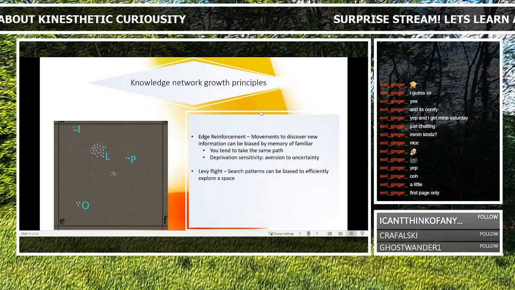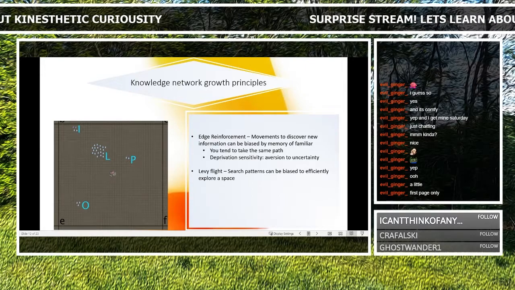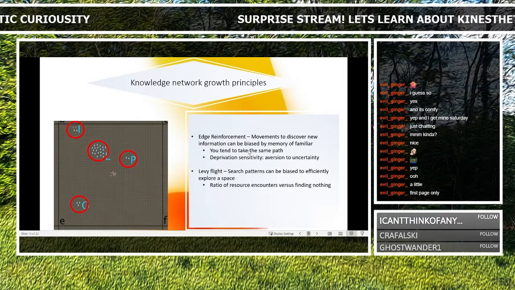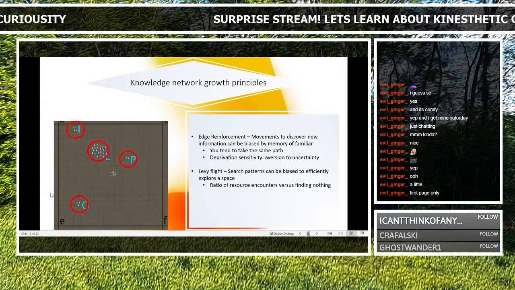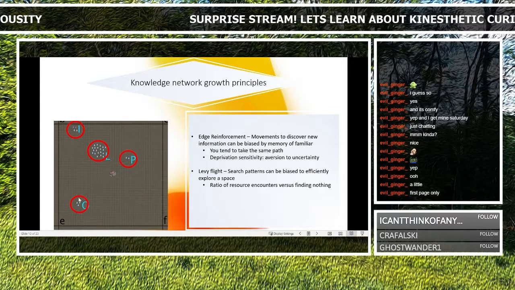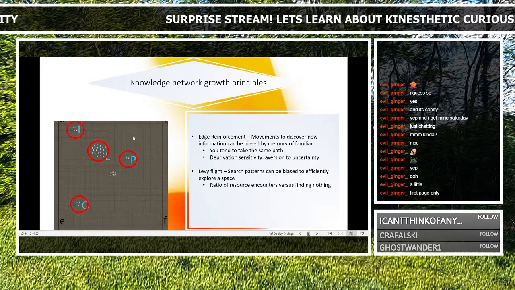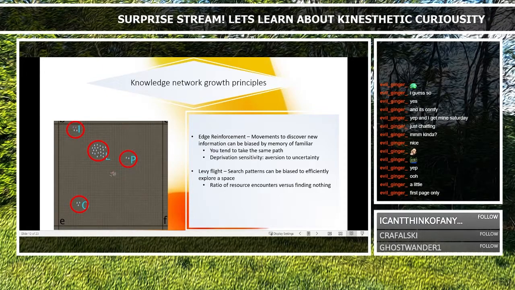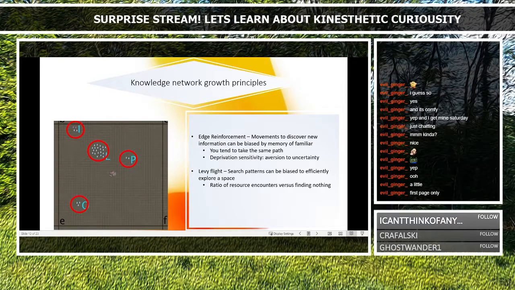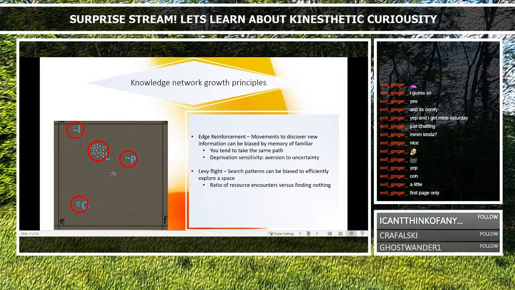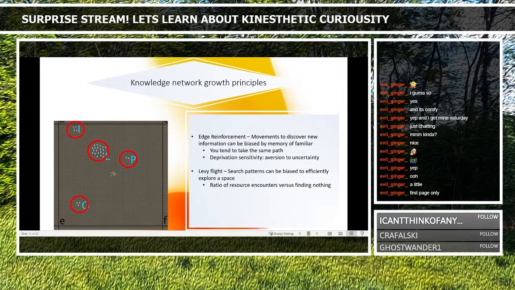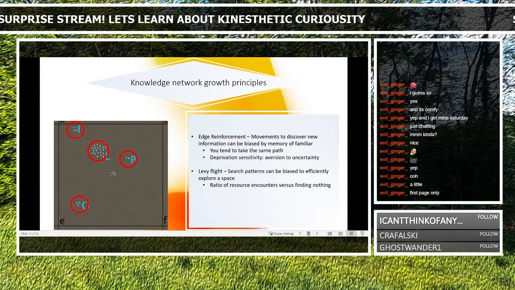The next aspect is this idea of Levy flights, which are search patterns that can be biased to efficiently explore space. So, one of the first things they look at is the ratio of resource encounters versus finding nothing. In this kind of paradigm, you have your resources here, but you have a whole lot of nothing here. That ratio is big. If you take that into a digital media aspect, you have the information you're looking for, and then you have a whole bunch of noise, a whole bunch of misinformation surrounding it. So it can be very costly to find what you're looking for, which is that very specific information.